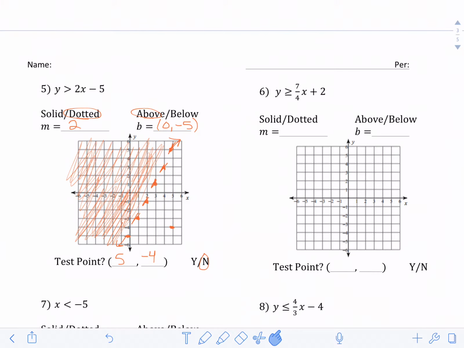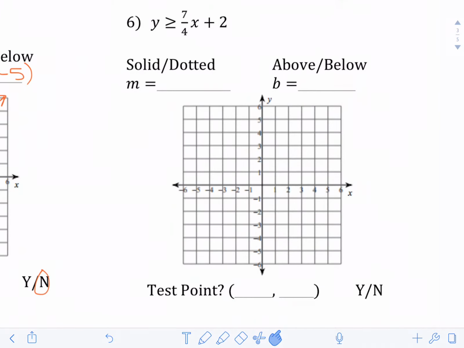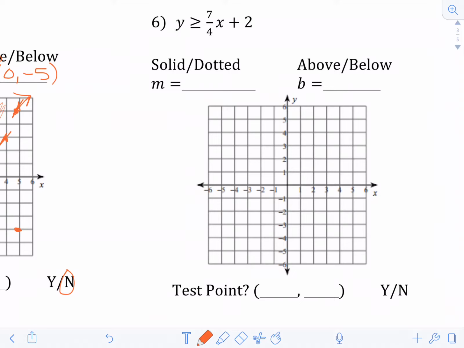Okay. Number 6. This is going to be a solid line. That's greater than, so I shade it above. My slope is 7 over 4. Y-intercept is 0, 2. So 0, 2, 7 over 4.